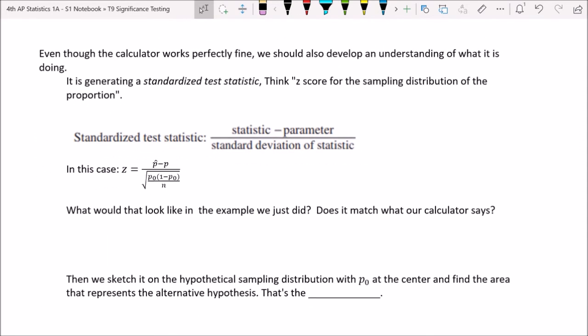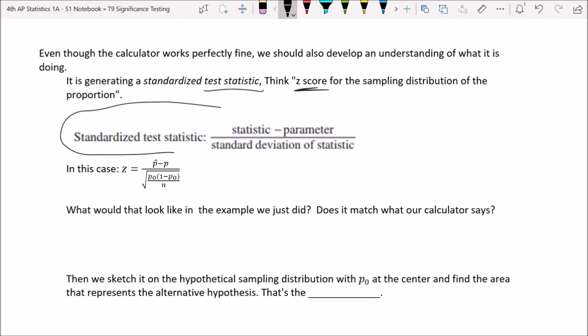Now, the calculator will do most of the work for us, but it's not a bad thing if we understand what the calculator is doing in the background. It's generating that test statistic that we talked about, that z that we used in the previous example. Here's how it does that.